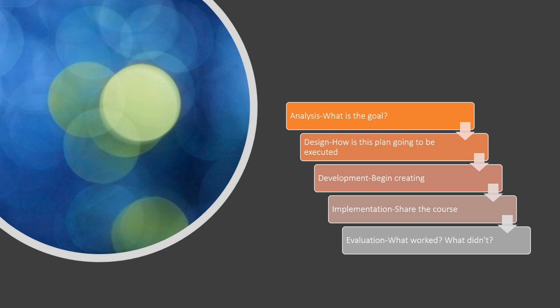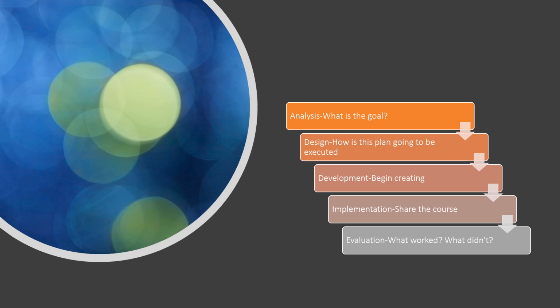The next phase is the implementation phase, and this is when the students actually get their hands on the course. So the course is shared and it's available to the learners, and at this point those people who designed and developed the course are just going to want to pay very close attention to see what is working, what isn't, or any problems arising. And so that's what we're going to do when we implement the course.